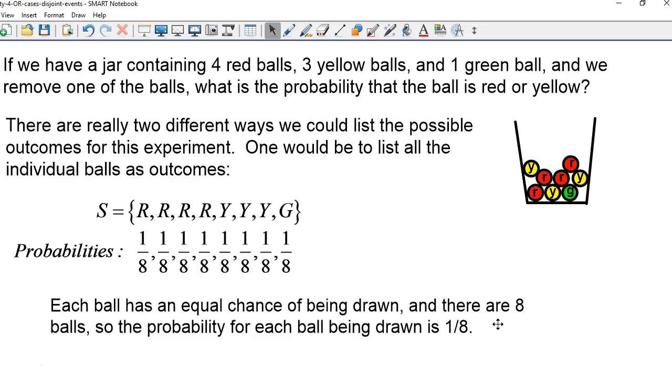Okay, so there's really two different ways we could list the possible outcomes in the sample space for this experiment. One would be to list each individual ball as an outcome. So the possible sample space would be the first red ball, the second red ball, the third red ball, the fourth red ball, or the first yellow ball, the second yellow ball, the third yellow ball, or the green ball. Those would be the possible outcomes. And since there are 8 balls in there, and they're all equally likely to be drawn, each probability would be equally likely at 1/8.